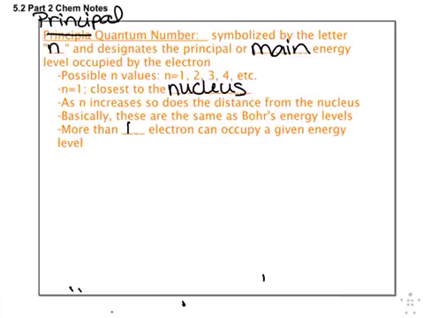More than one electron can occupy a given energy level. So a way to think about it is this principal quantum number is the most broad classification.